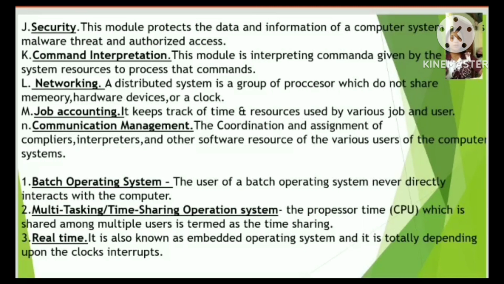Communication management: the coordination and assignment of compilers, interpreters, and other software resources to the various users of the computer system. Communication management is an umbrella term referring to the flow of information within a company or between multiple companies. It focuses on reaching a company's target audience by planning and implementing different methods of communication.